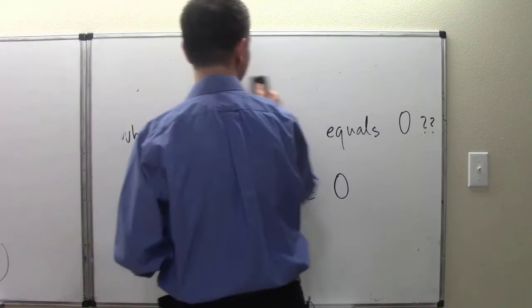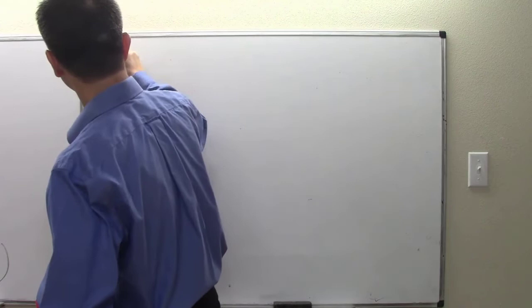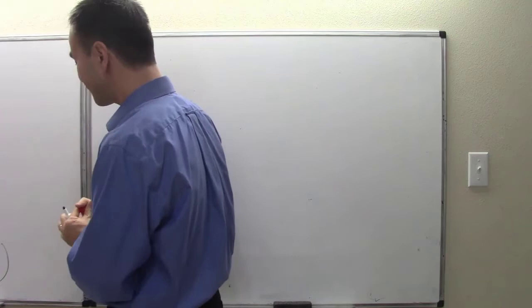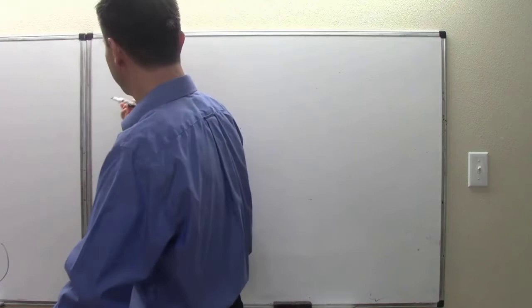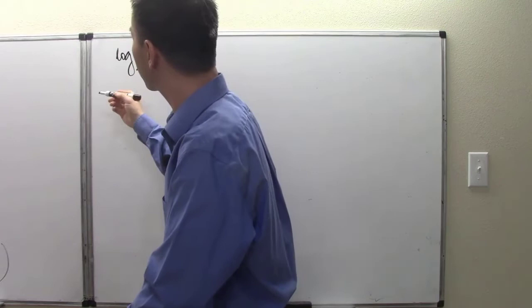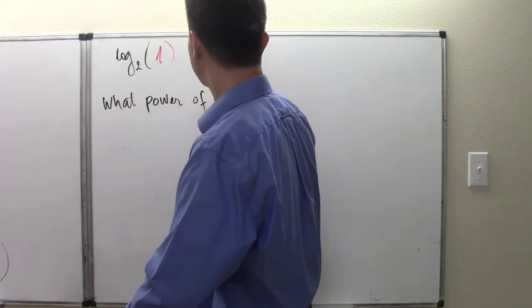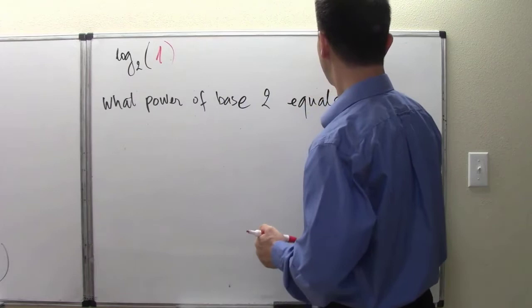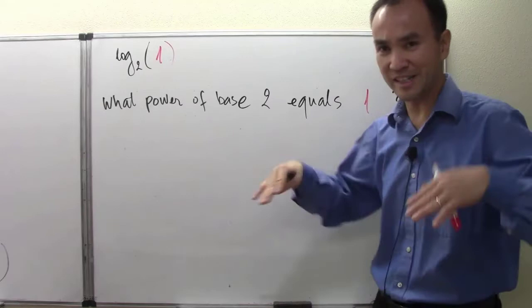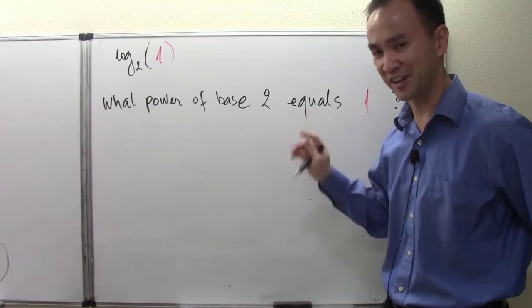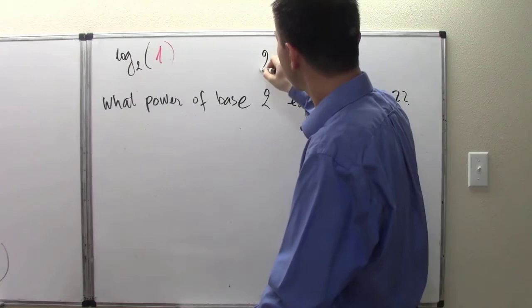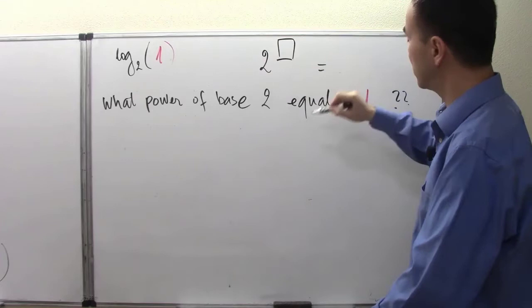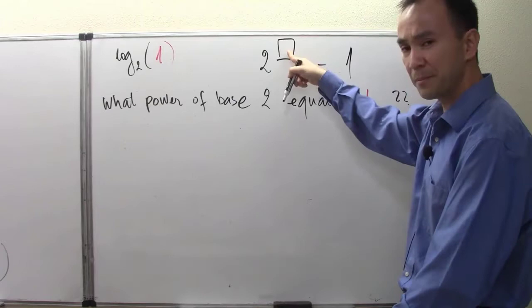For the first question, log base 2 of 1, I'm addressing that question again. Log base 2 of 1 means we're looking for what power of base 2 equals 1. I wrote 1 in red ink to make it a little special, but it's not like the earlier demonstration where we won't be able to find an answer. We will be able to find an answer here. Think about base 2, and we're looking for a power that makes 2 raised to that power equal 1.